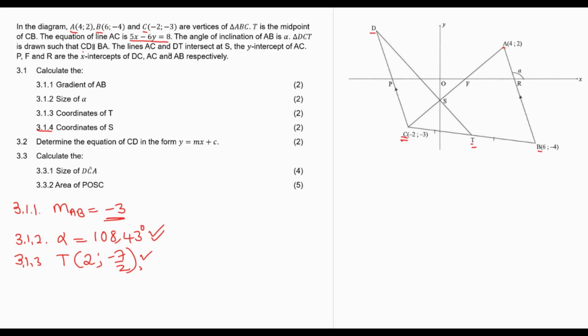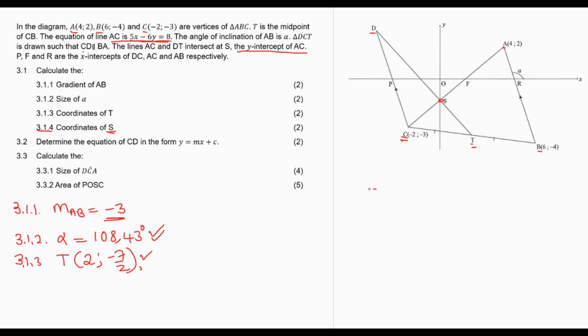The lines AC and DT intersect at S, the y-intercept of AC. P, F, and R are the x-intercepts of DC, AC, and AB, respectively. We want the coordinates of S, the y-intercept of AC. Right, we're given the equation of AC here, so we don't need to do a lot of things.